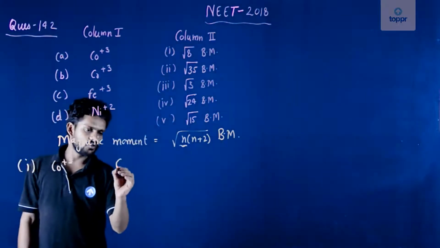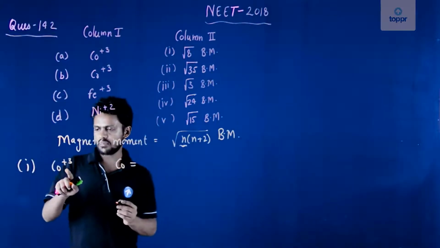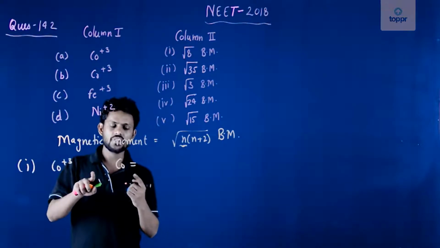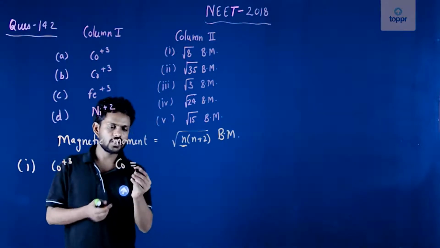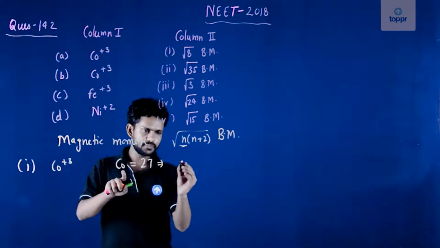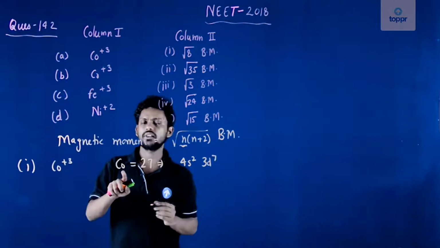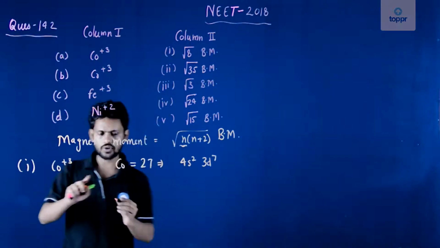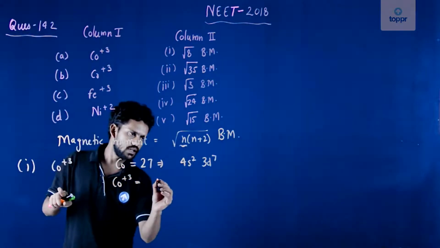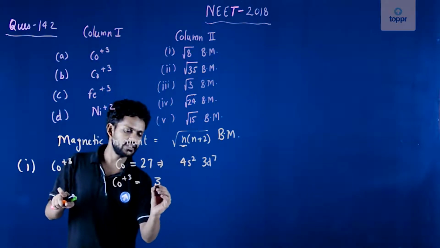So for cobalt, what is the electronic configuration? What is the atomic number? Atomic number is 27, right? So we will have 4s2 and 3d7, the valence electronic configuration. And if we want to go for plus 3, the 4s2 electrons will be gone straight away. We will be left with 3d6.